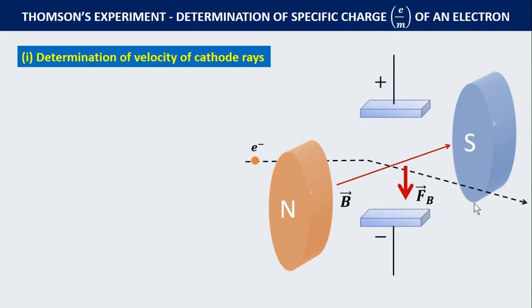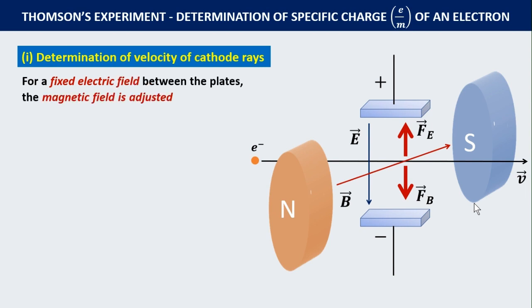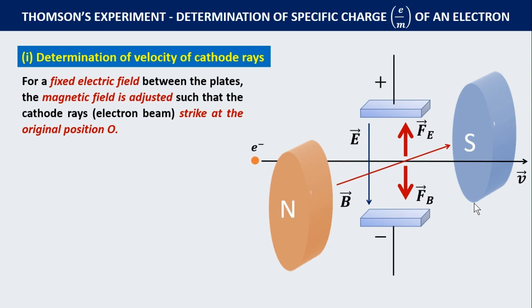What would happen? This electron experiences both the downward force as well as the upward force. The downward force is F_B vector, the upward force is F_E vector. So the electron beam goes in a straight line. For a fixed electric field between the plates, the magnetic field is adjusted. How do you adjust the magnetic field? By adjusting the current in the electromagnet.